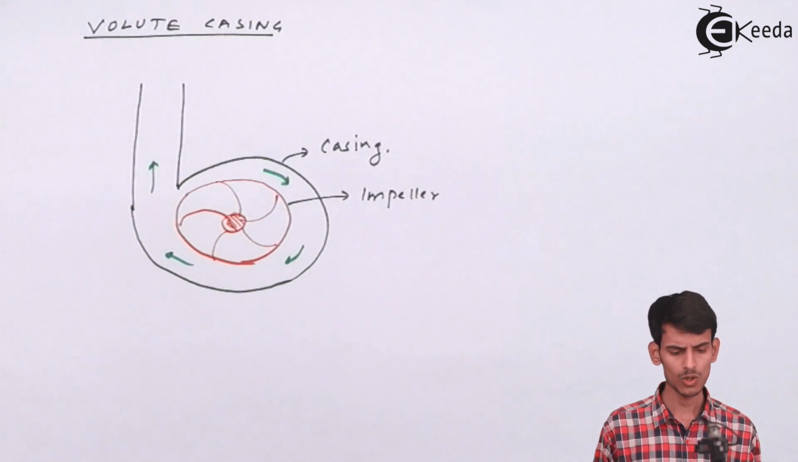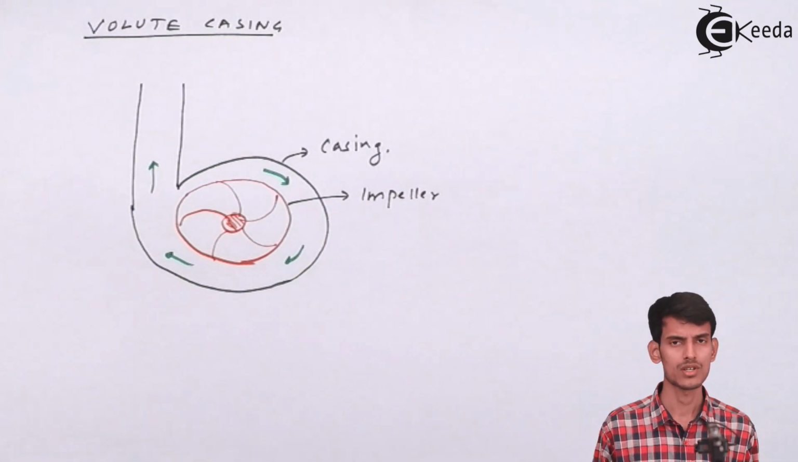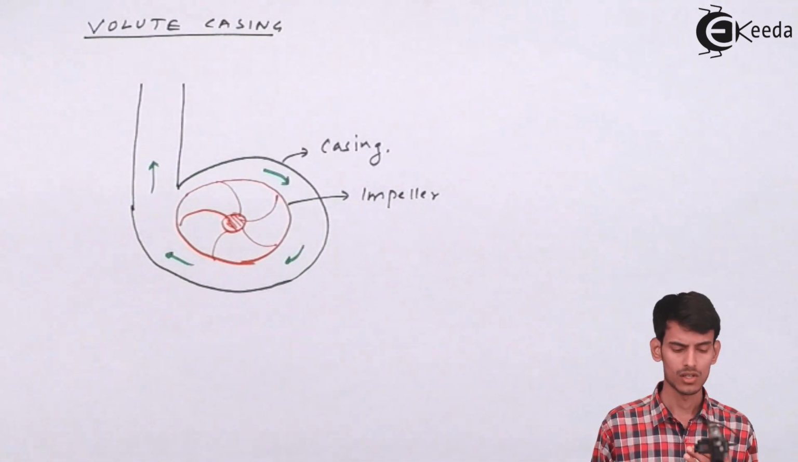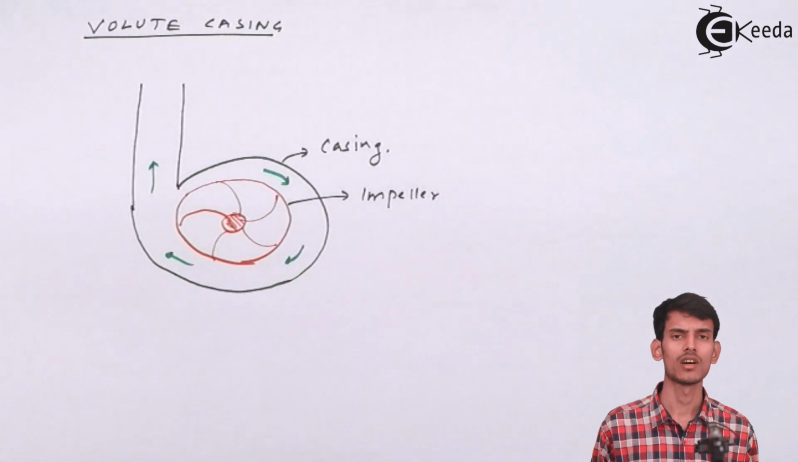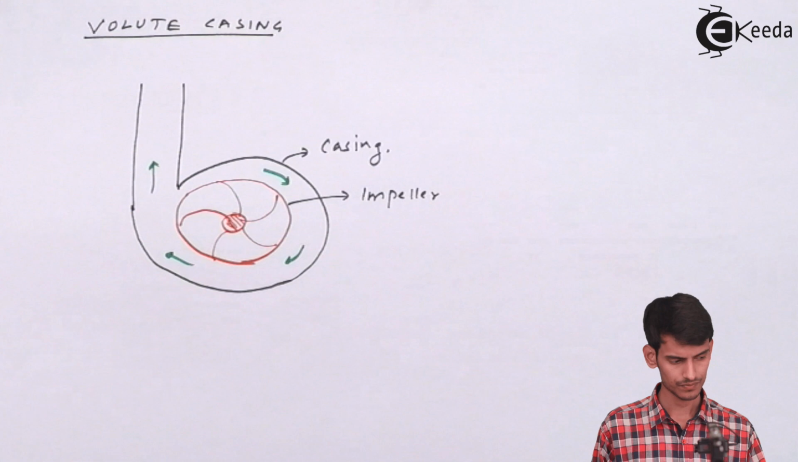So volute casings are designed in such a way that the cross section area goes on increasing, the velocity goes on decreasing, which in turn helps the water gain more pressure energy, and this pressure energy helps the water move further ahead, further up and to the delivery pipe. So this is how a volute casing looks like. Now we'll move on to the next type of casing, that is the vortex casing.